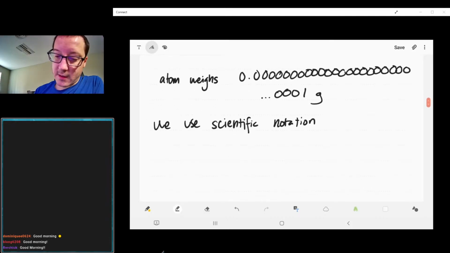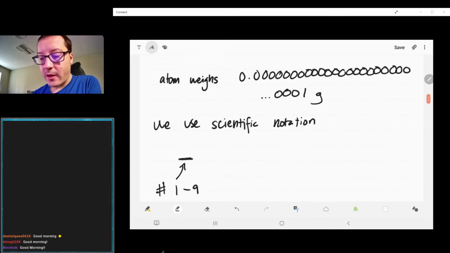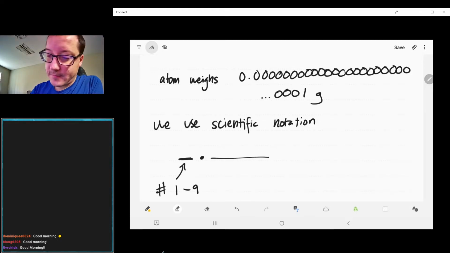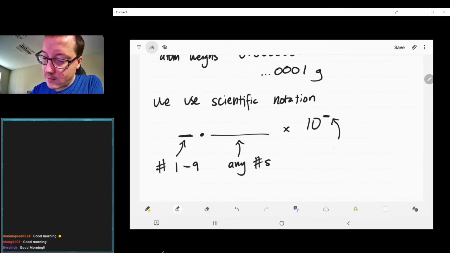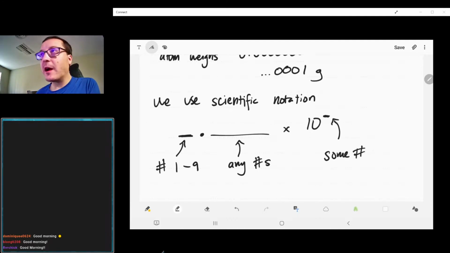0.001. So how scientific notation is going to work is we're going to have some number in here between 1 through 9. Then we're going to have a decimal point, and then whatever else we need, times 10 to the, I'll just put a blank there, not a question mark. So we're going to have whatever we need here. And we're going to have some number for our power of 10.